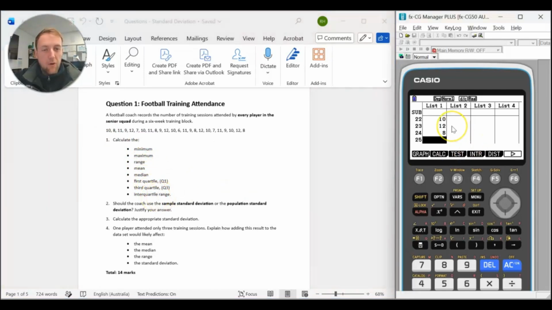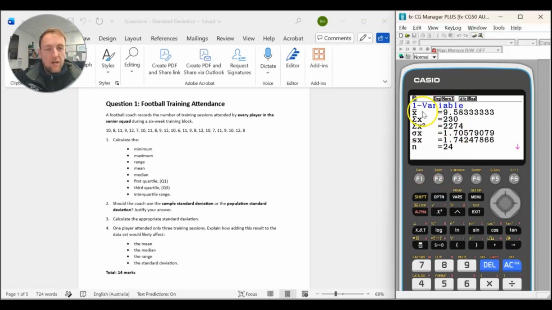So if we put our data in, I've got all the data in already. I've been a little bit sneaky about it, done some prep work, and I go to my calculator, one variable, and it tells me what the mean is. I can scroll down and it will tell me the minimum, the maximum, Q1, Q3, and the median. Then I do some simple calculations: 12 take 6, our range is 6. Our interquartile range is 11 take 8, so that's 3. All those things are done.